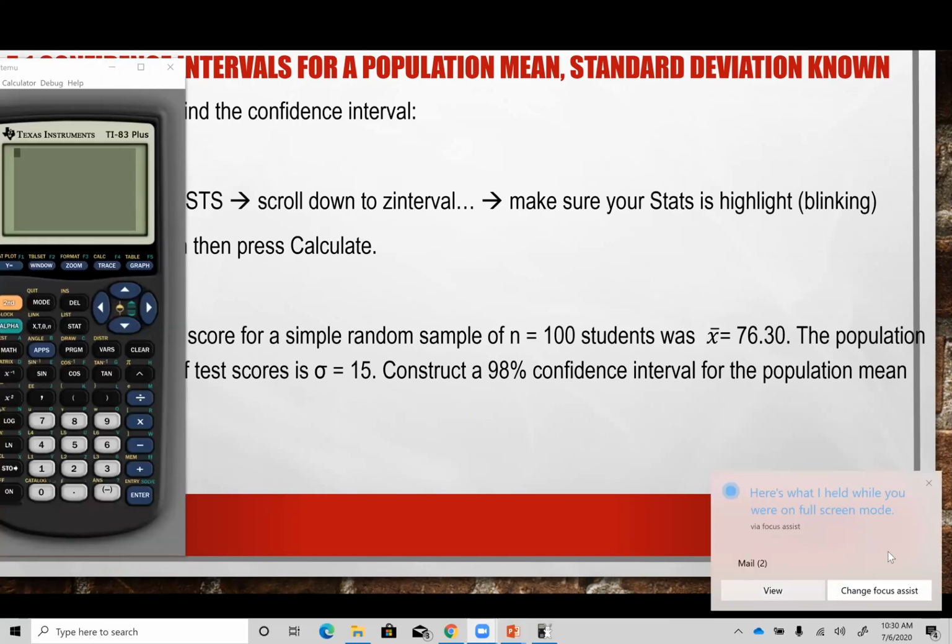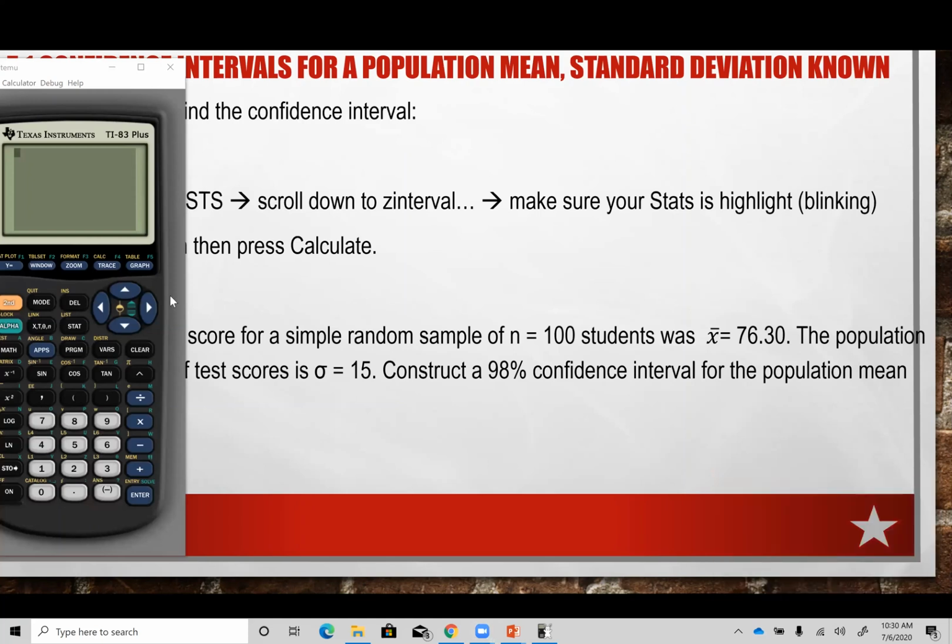So again, if you have the calculator on, you hit stat, you scroll over to test, and you scroll down to the Z interval. Everybody see the Z interval? Now, this is the most important thing: make sure that your stat is blinking or highlighted. Do not do the data. If you do the data, you tell the calculator you have the data, use the data. So make sure your stat item is blinking.